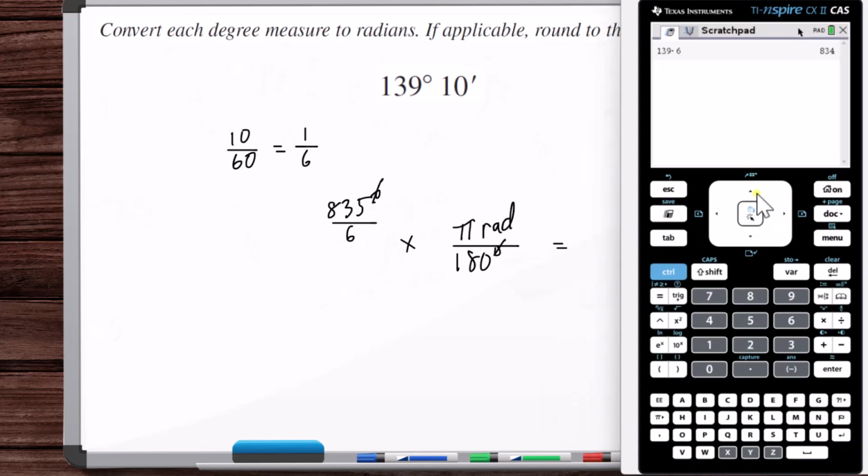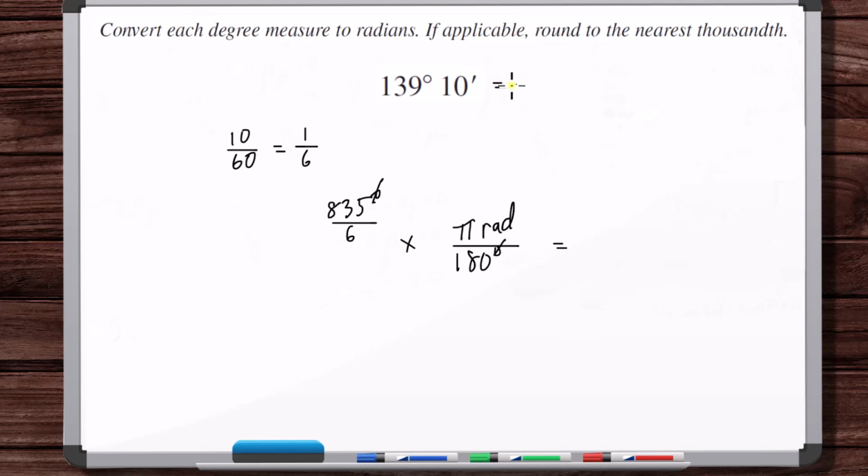So 835/6 times pi over 180. Okay, but we need this. We want to round this to the nearest thousandth of a radian. So 2.429 radians. That's it.